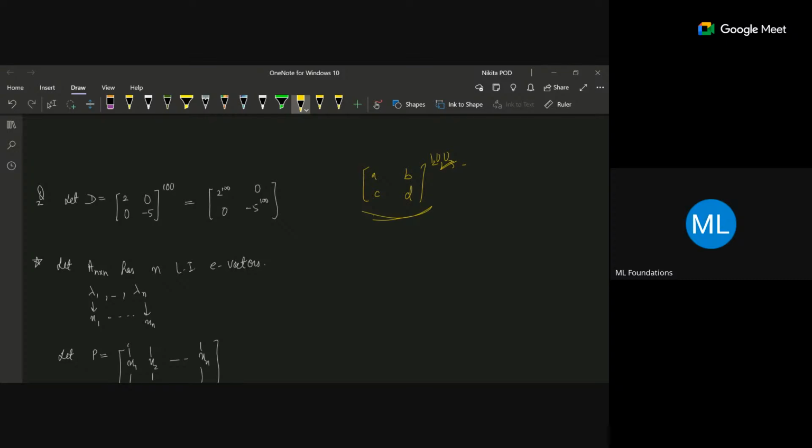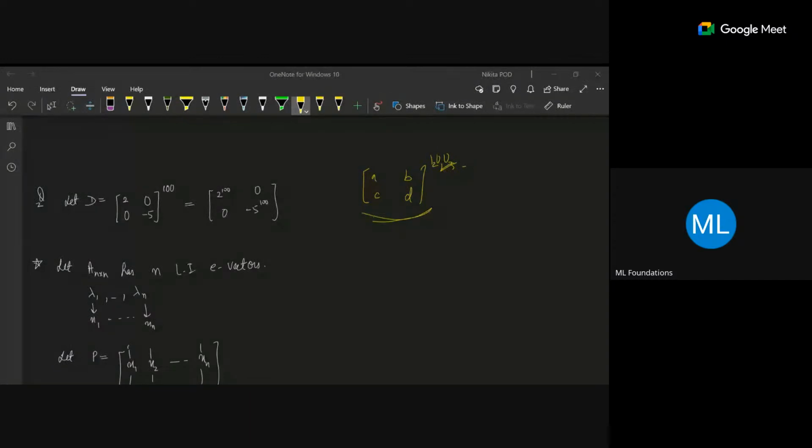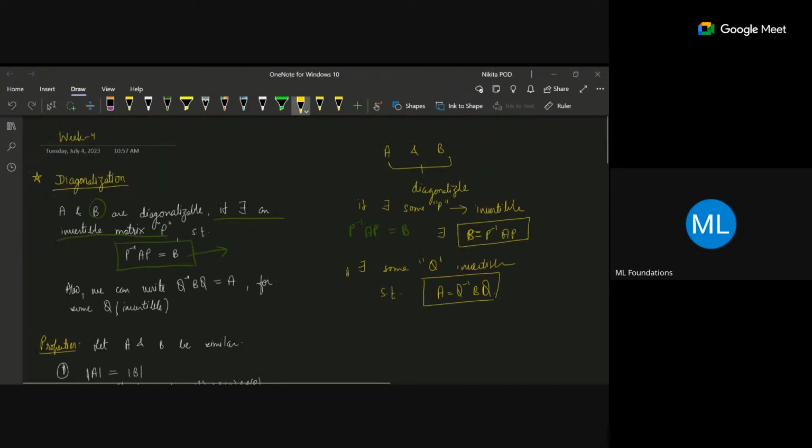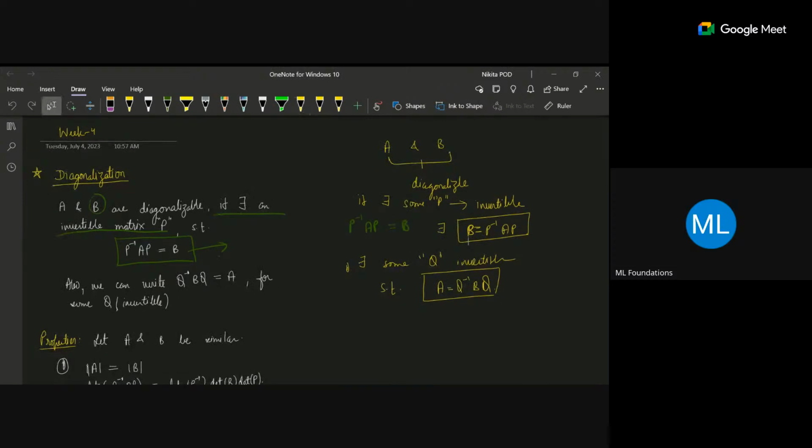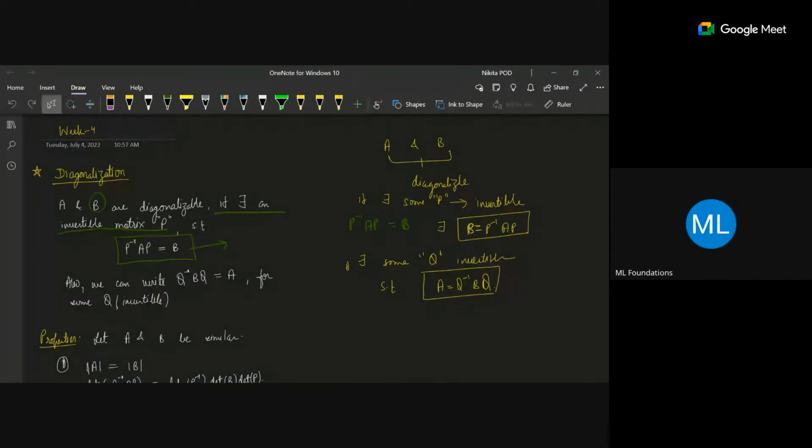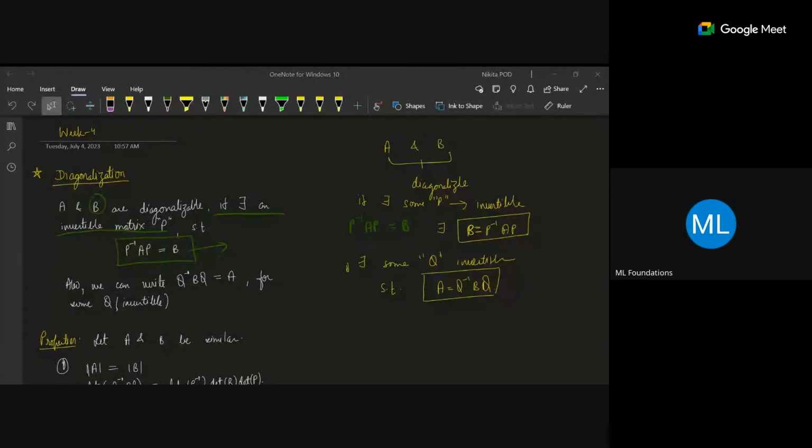Okay. I see, P A P inverse. What did I write? I had written P inverse AP, right? It is right. What are you saying? Wait, it will be P A P inverse.